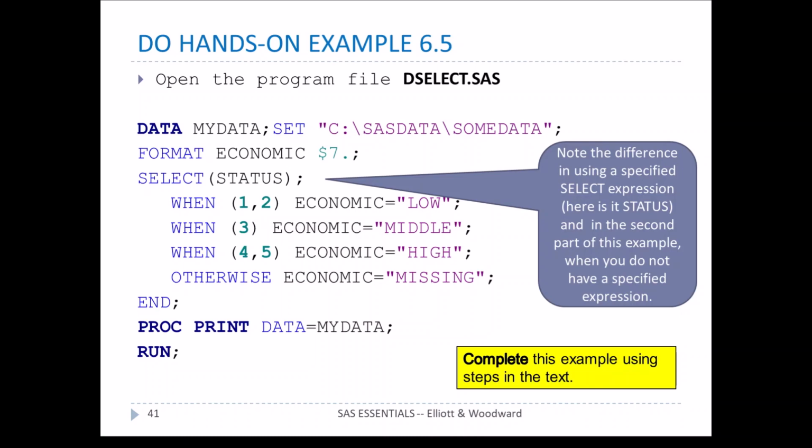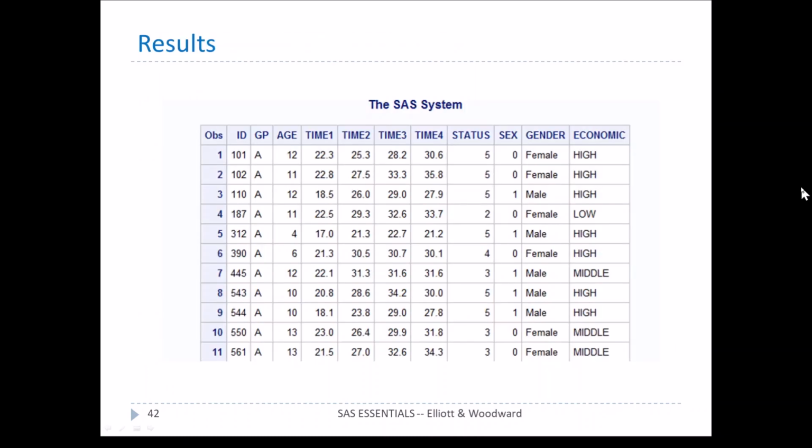recode the value status. Once we run that program, we see this output produced, and you notice in the far right corner you have a new variable called economic, and you'll see now that there are several values in this column, high, low, and middle, corresponding to the SELECT statement and how we recoded that value.